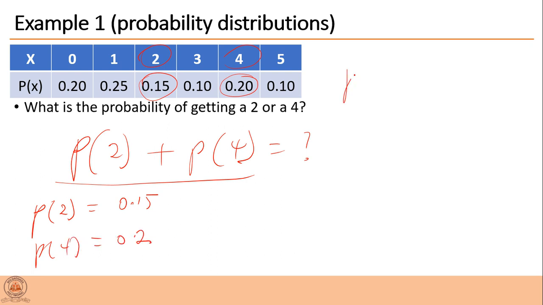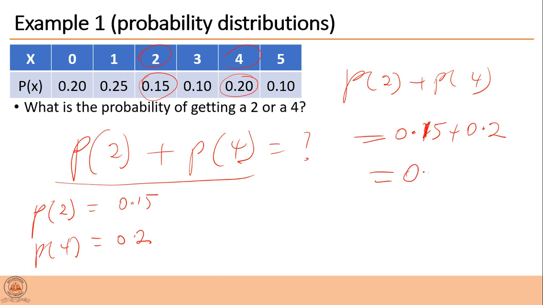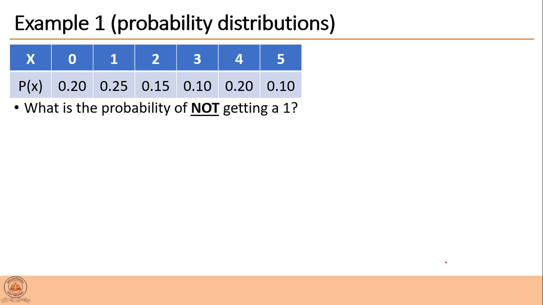So probability of a 2 plus probability of a 4 is equal to 0.15 plus 0.2. This will give us 0.35. So this is the probability of getting a 2 or a 4. What is the probability of not getting a 1?